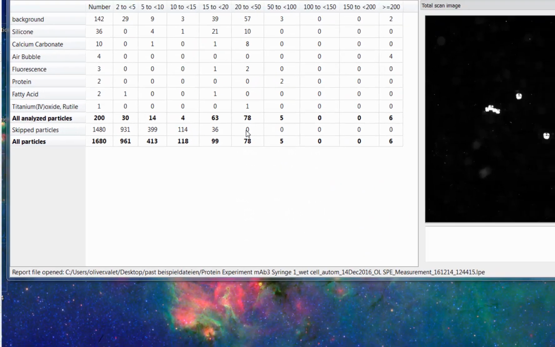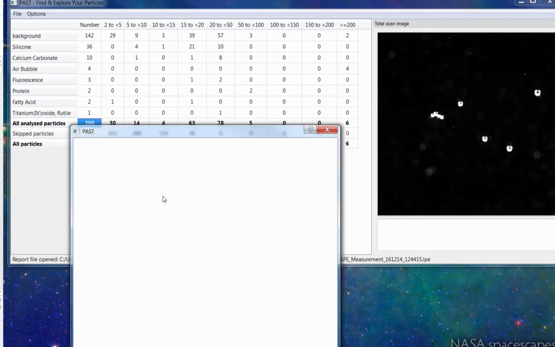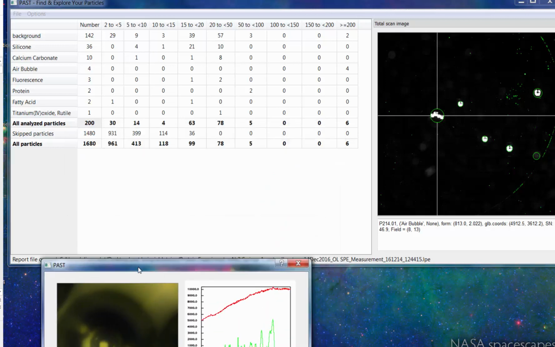In this example here, which is another file, and by the way, this is the format in which you can reprocess data once you have recorded it with the single particle explorer, we have in total 1680 particles. All analyzed particles are highlighted now, and there were some larger air bubble regions. That's what you see here, and we see some smaller particles, and we were more interested in the smaller ones than in these air bubbles.